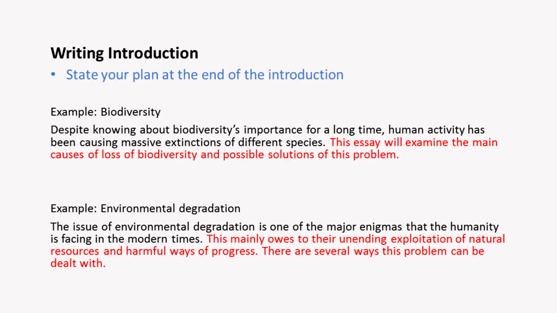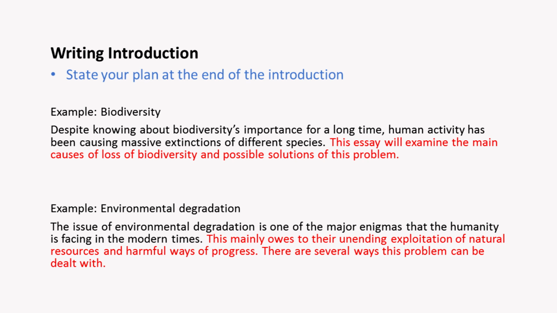And there are different ways of saying the same thing for causes and solution types of essays. As we can see in this first example, this is a general line. Despite knowing about biodiversity's importance for a long time, human activity has been causing massive extinctions of different species. So this is a general line on the topic. And here is a plan: this essay will examine the main causes of loss of biodiversity and possible solutions of this problem.